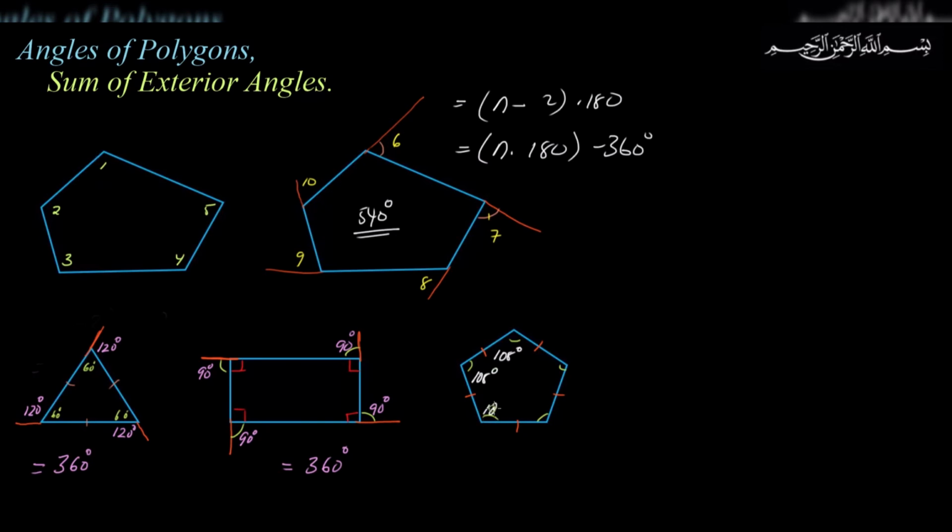Sorry, it's 108 degrees. If I did that correctly, 108 degrees, 108 degrees. So we figured out for this particular regular pentagon, meaning all the sides are congruent and all the interior angles are therefore congruent, right? I get 540 divided by 5, and I get 108 degrees.